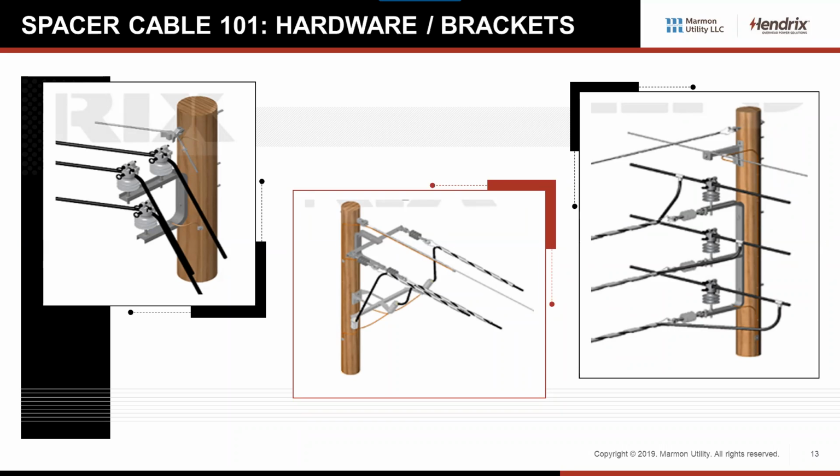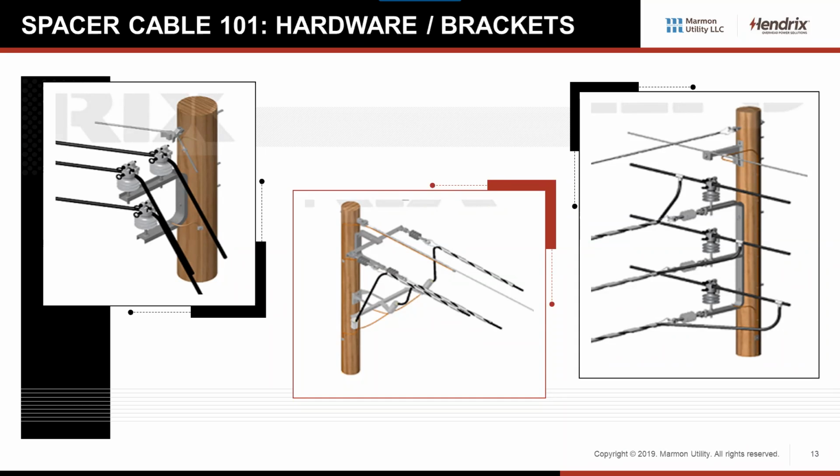The hardware and brackets, these pictures are taken out of our standard construction drawings. So this just gives you a few different examples of the different construction types. This is just a small sample. On the left, this is what we call our light angle. This is good from 7 degrees all the way up to 60. You can see we could do a running corner with the messenger and the phase conductors.